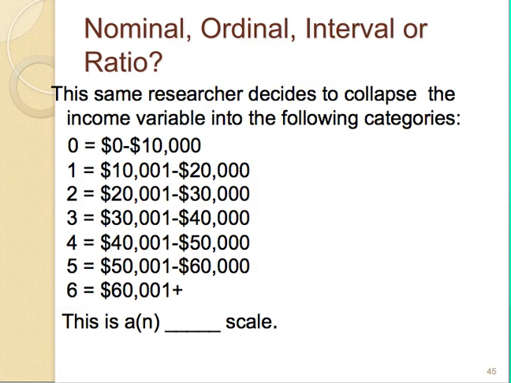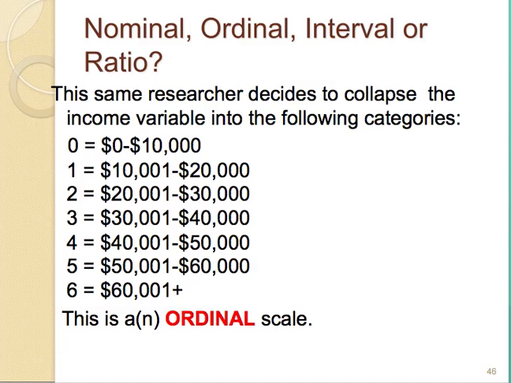Now the same researcher decides to collapse the income variable into the following categories. So between 0 and 10,000, they classify that as 0. Between 10,000 and 20,000, they classify that as 1, etc. All right, we need to identify this as nominal, ordinal, interval, or ratio. I'm sure you can see the order there. Okay, the ranking. So it's ordinal.